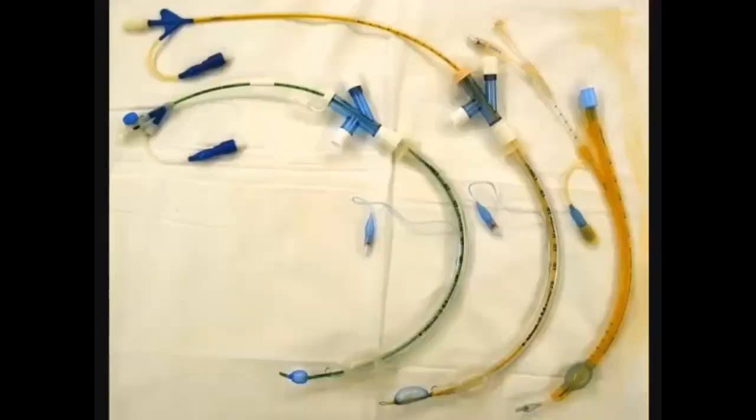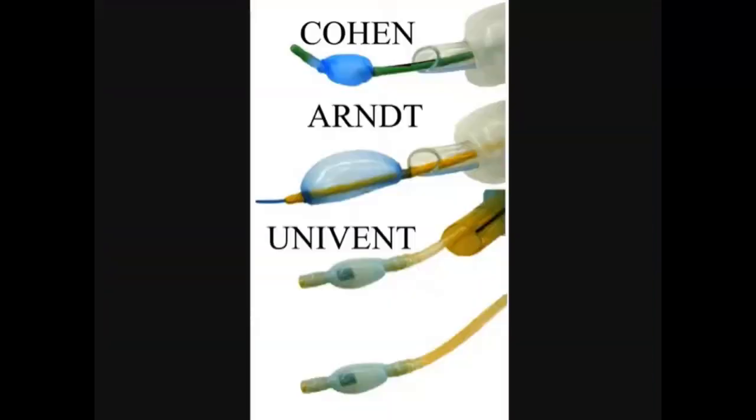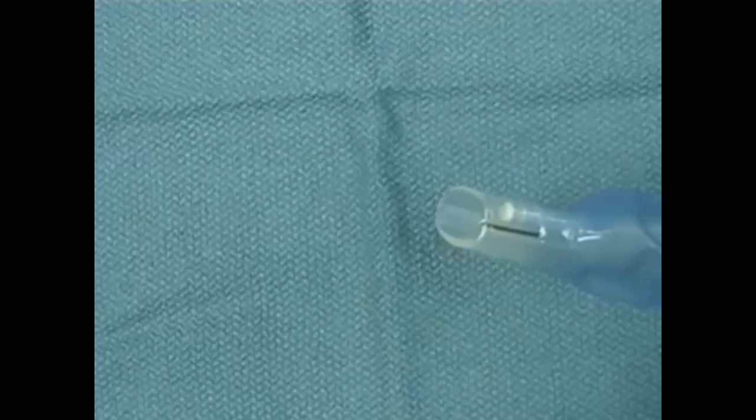The cuffs are inflated only until there is no leak to minimize the tracheobronchial damage due to overpressure. And the bronchial blockers, there are several options, including Fogarty catheter, not depicted here. Cohen, Arndt, and Univent. Univent, as you can see, there are two versions. One that has a Univent tube and a right oral commissure for the right blockers.